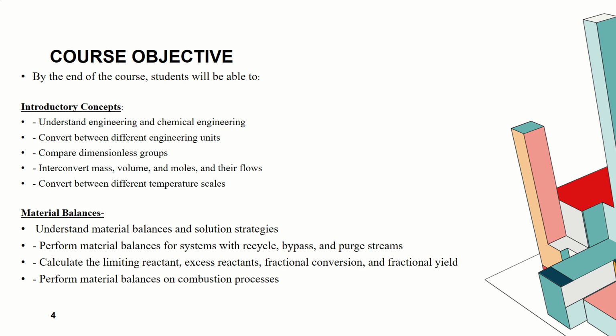Now we have to understand the material balances too. So one, understand material balances and solution strategies. Two, perform material balances for systems with recycle, bypass, and purge streams. Three, calculate the limiting reactant, excess reactants, fractional conversion, and fractional yield. And the last one here is to perform material balances on combustion processes.